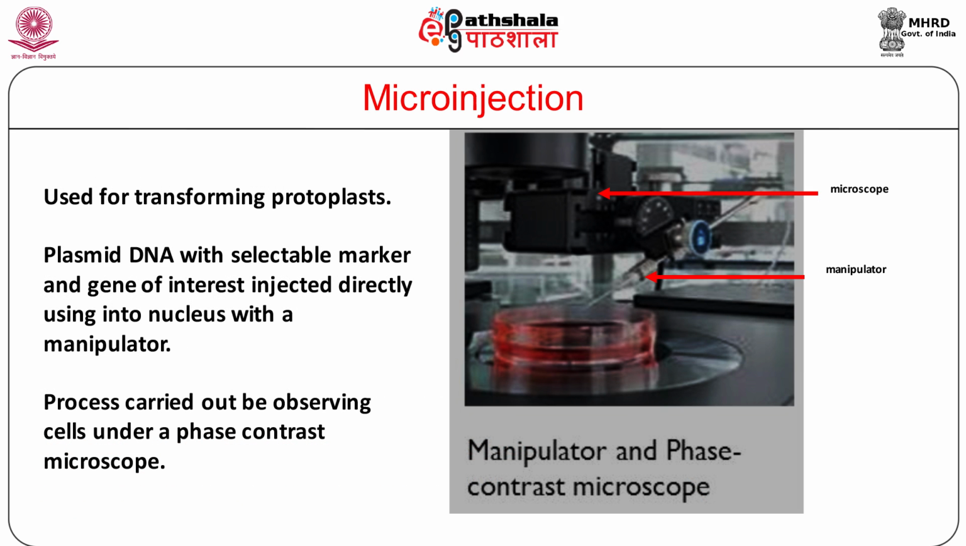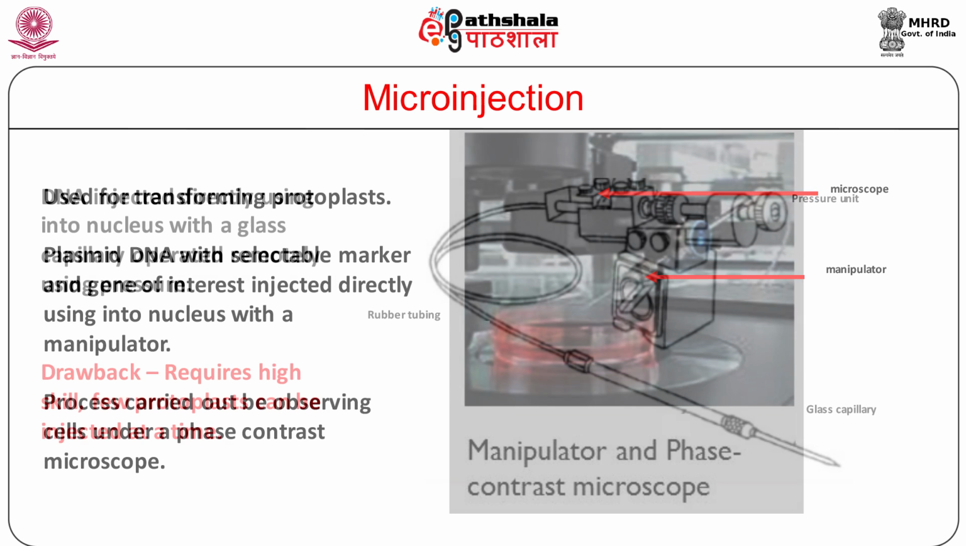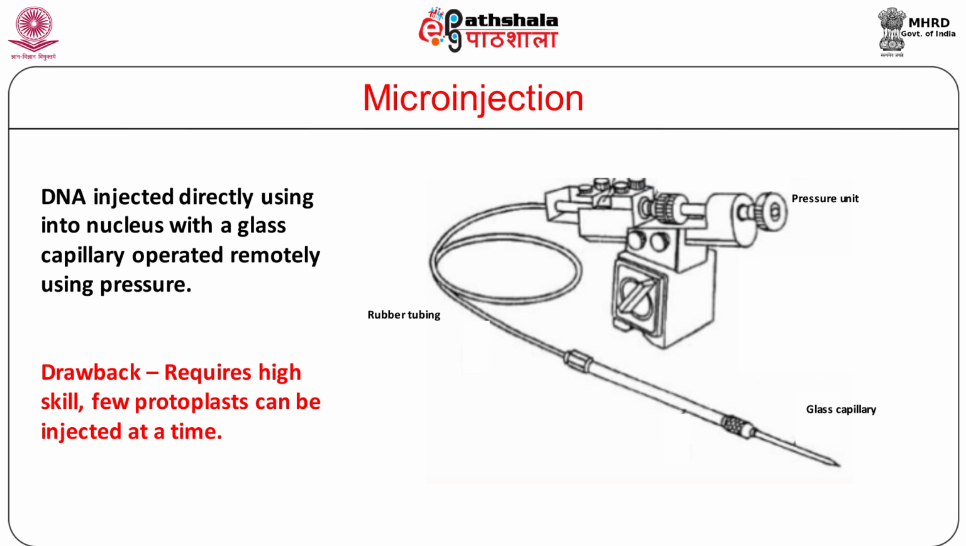Microinjection is another direct gene transfer method that was first used to transform animal cells. Here again, plant protoplasts are used for injecting the plasmids directly into the nucleus using a fine glass capillary, while observing the protoplast under a phase contrast microscope. The protoplast is visualized on a screen and the capillary is directed to the nucleus by a micromanipulator that is remotely operated by controlled pressure. Though this technique ensures entry of the plasmid directly into the nucleus, it requires skill and only a few protoplasts can be injected manually.